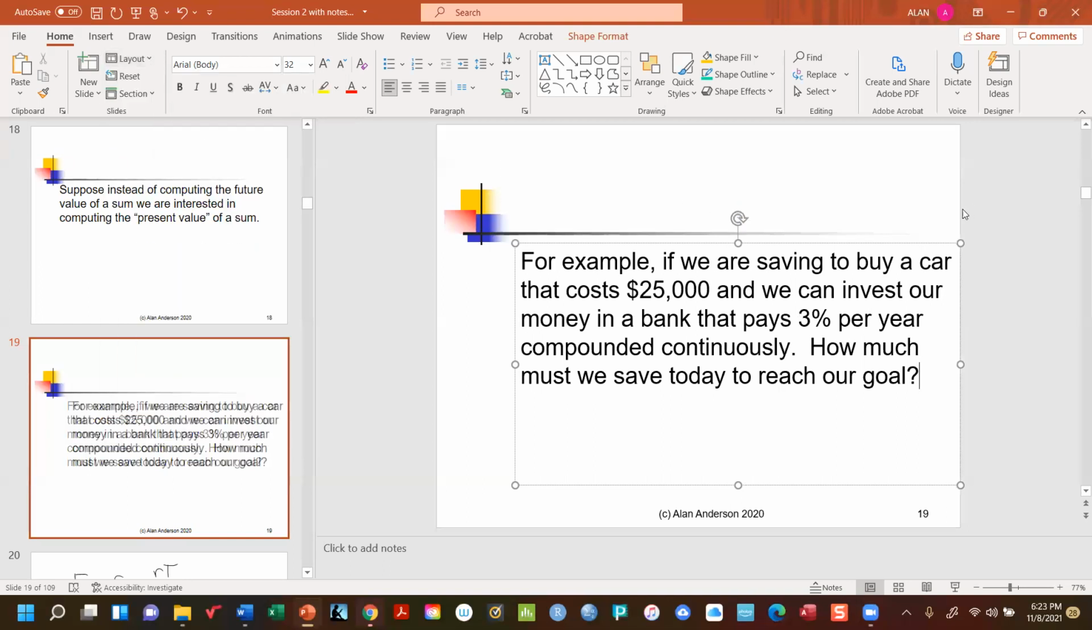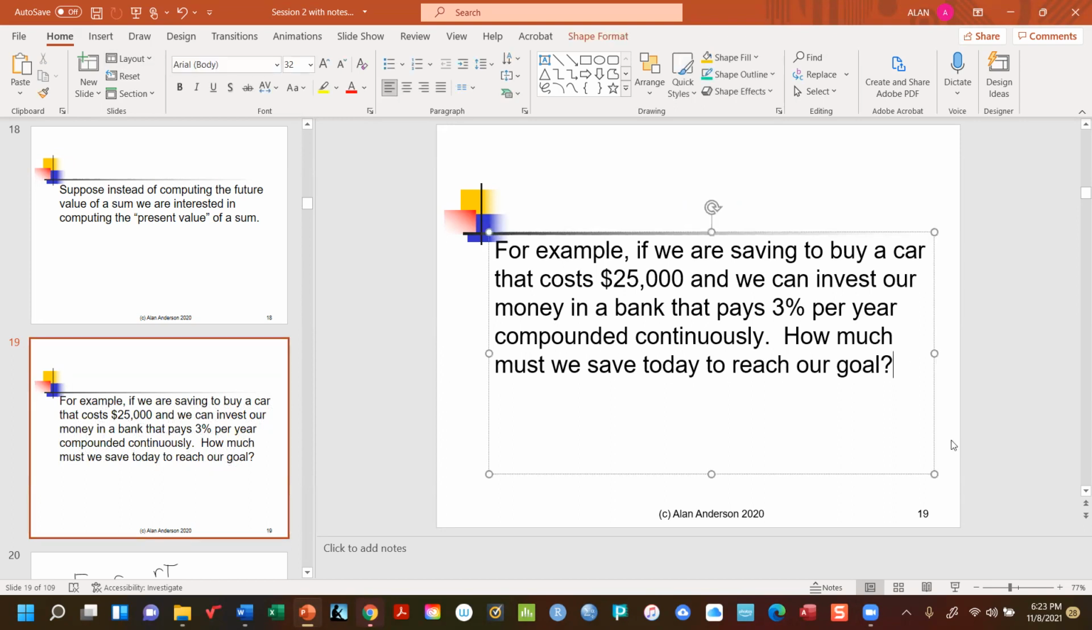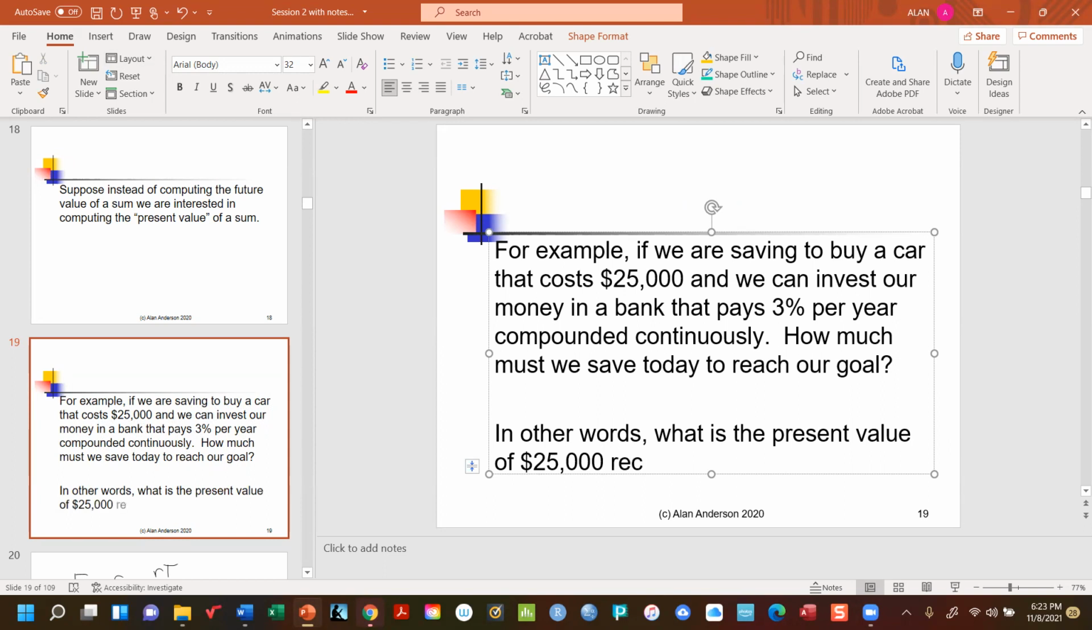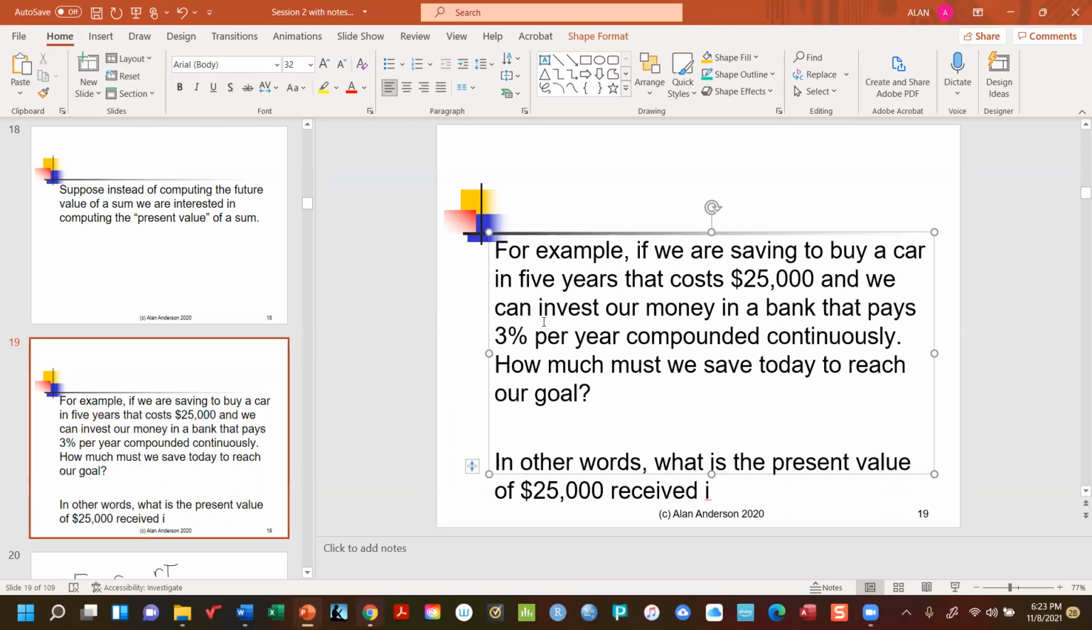Okay. Well, what we're being asked to do here is, what is the present value of $25,000 received in, oh, I almost forgot. I forgot to mention the time frame. Let's say in 5 years. That might help. Okay. In other words, what is the present value of $25,000 received in 5 years?